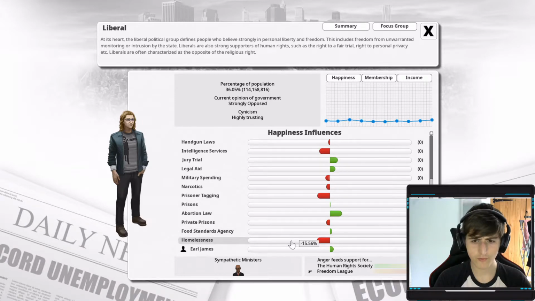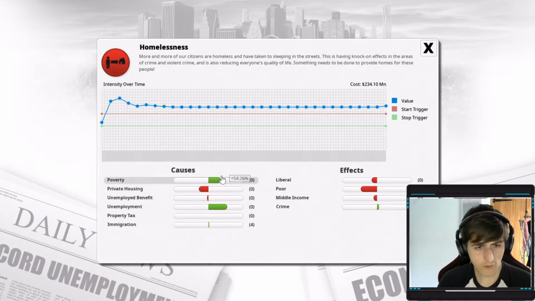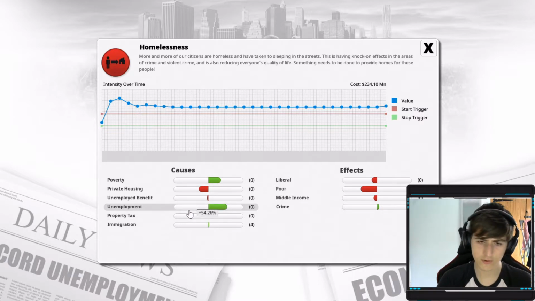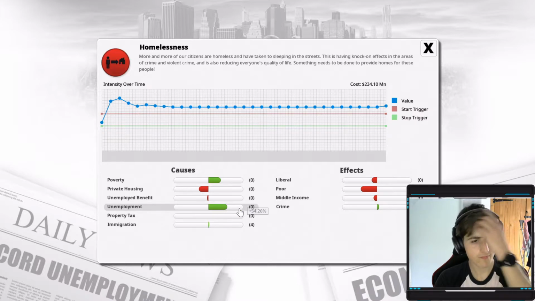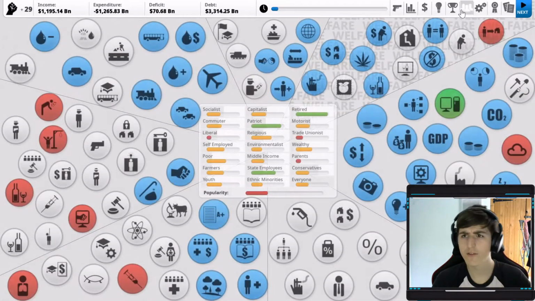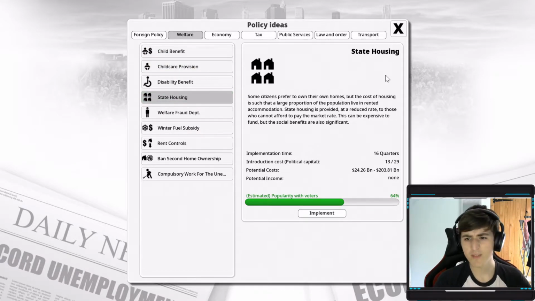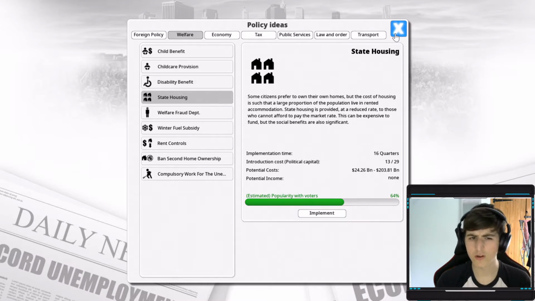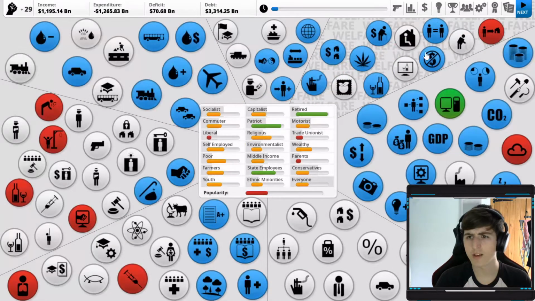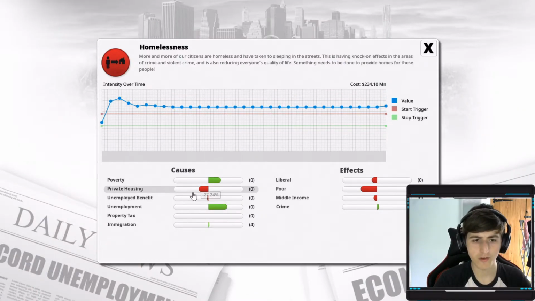So if we have a look at Liberals, they're not very happy with the homelessness. And you know what? I'm not very happy about the homelessness either. So unemployment and poverty is a big cause of this, of course. Now you could just put in a lot of... Oh, they don't actually have it in America, do they? I'm not too sure. Yeah, they don't actually have state housing. That's a very big cost, though. That's something that we probably don't want to look at, because that is a very big cost, and we don't really have the money for that right now.